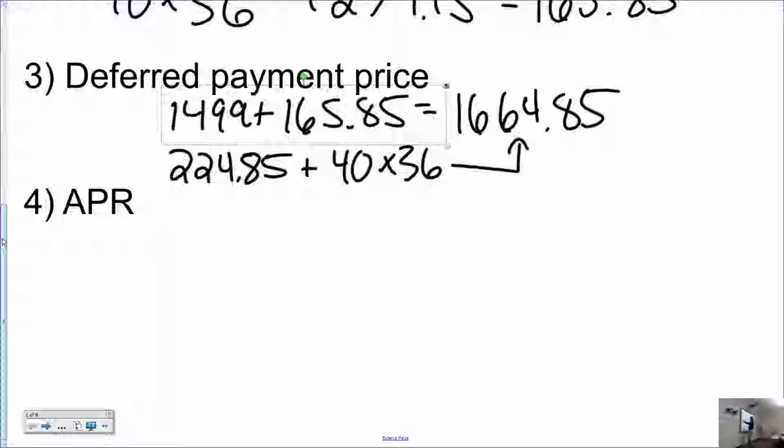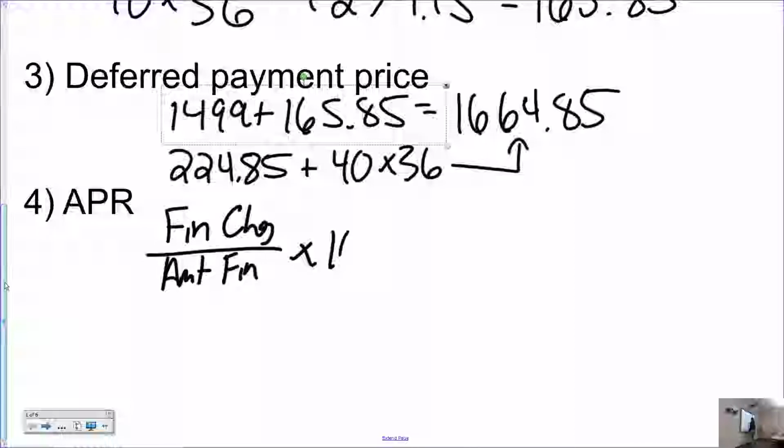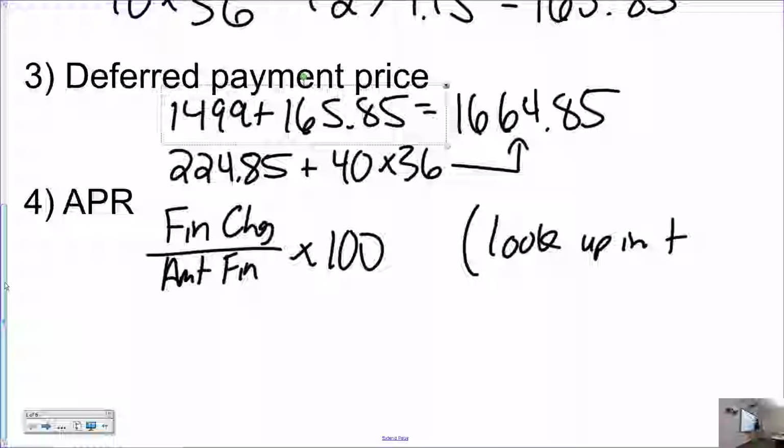All right, and then last but not least, how do we calculate APR? Finance charge divided by amount financed times 100, and then look up in table. The classic student mistake is to just calculate that number and then throw a percent sign at the end of it. That is not the way you do it. Okay? Please don't do that. That always makes me sad.